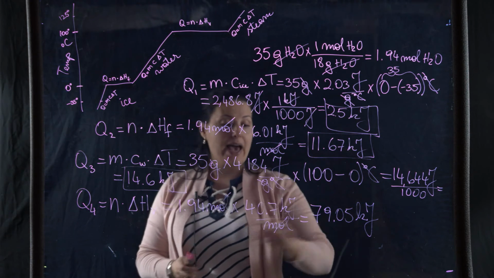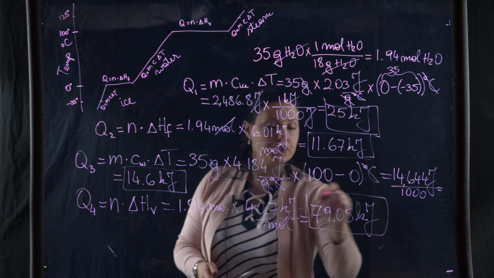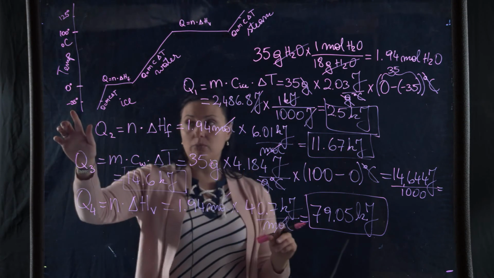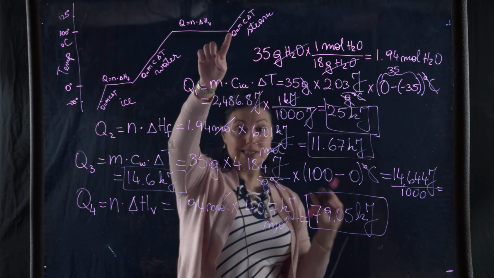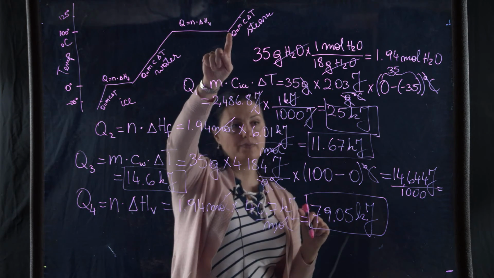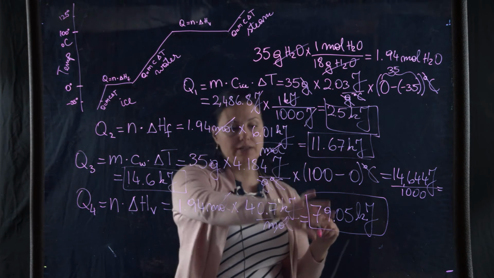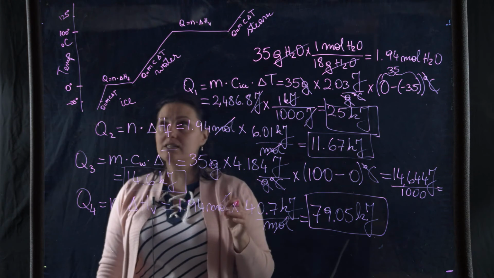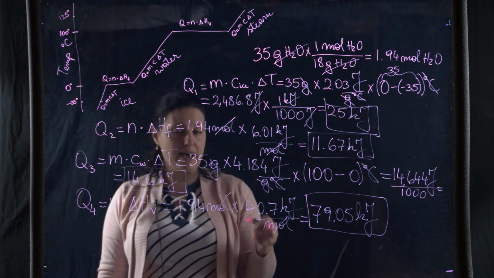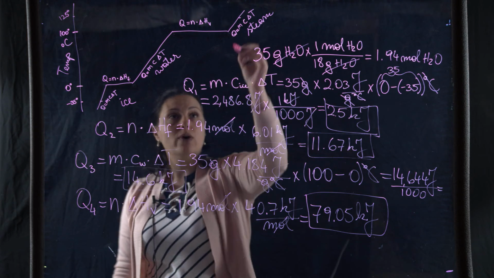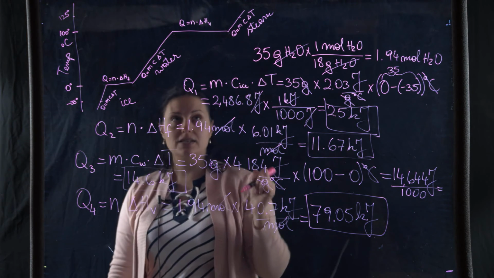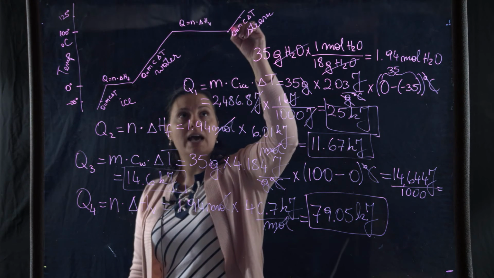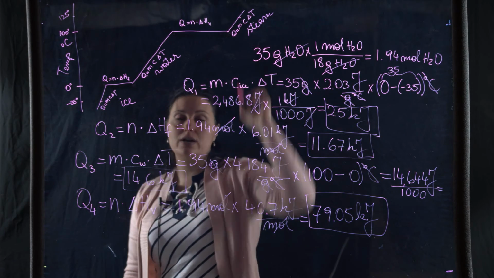Now that I have added this much energy, I have taken my ice from minus 35 all the way to steam at 100 degrees. But it tells me that I have to have steam at 125 degrees. So I have one more Q equals mc delta T to do. I have steam at 100 degrees, and I have to heat it up till I get to 125.